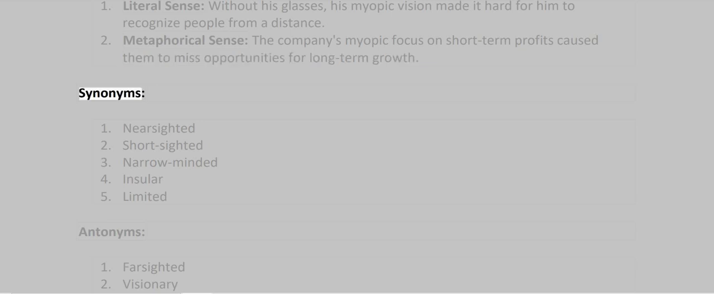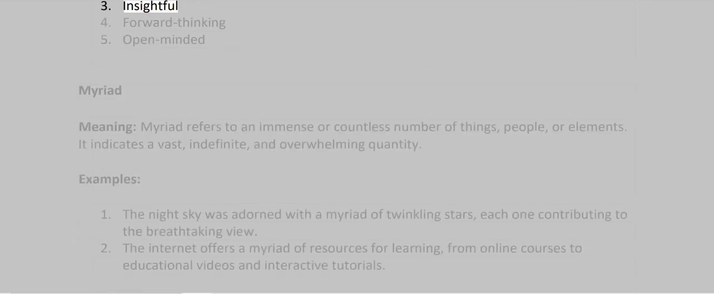Synonyms: 1. Nearsighted. 2. Short-sighted. 3. Narrow-minded. 4. Insular. 5. Limited. Antonyms: 1. Farsighted. 2. Visionary. 3. Insightful. 4. Forward-thinking. 5. Open-minded.